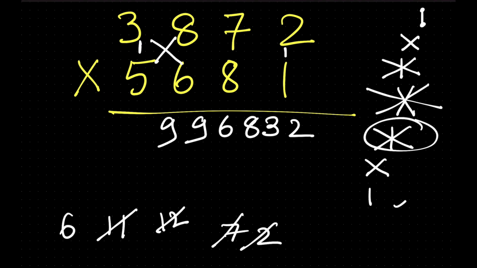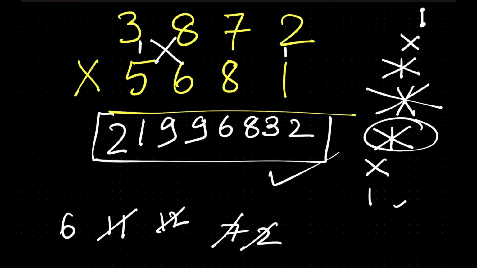So the last step is 3 into 5, that is 15, and 15 and 6 will give you the answer as 21. So this is your final answer, which you can again check with your calculator.